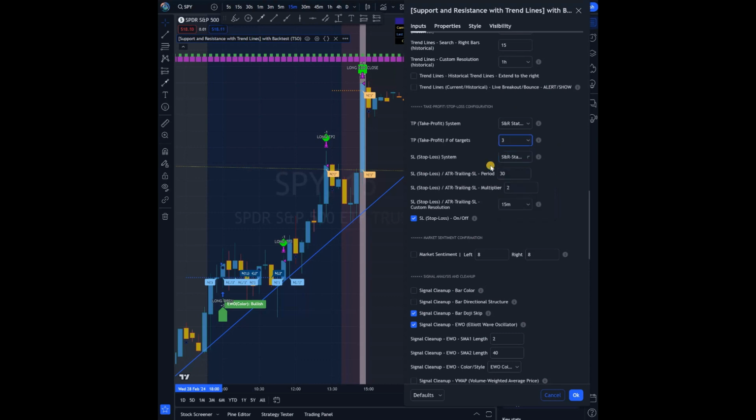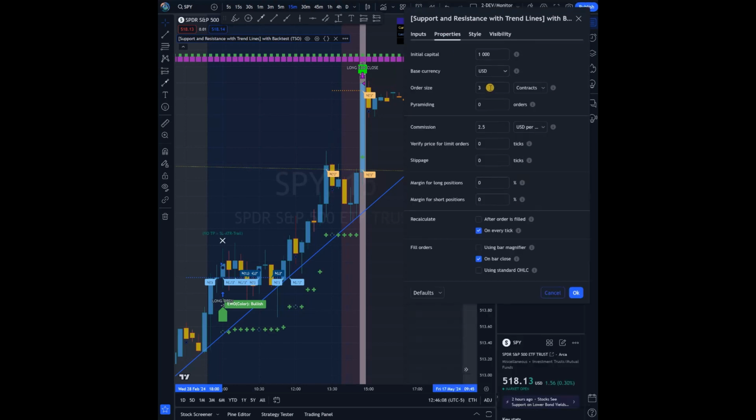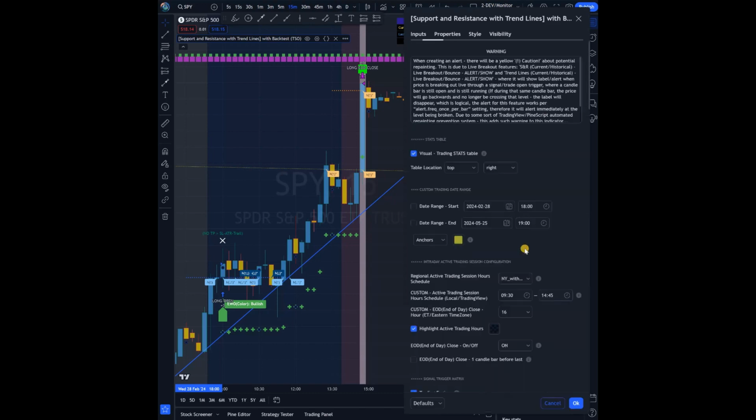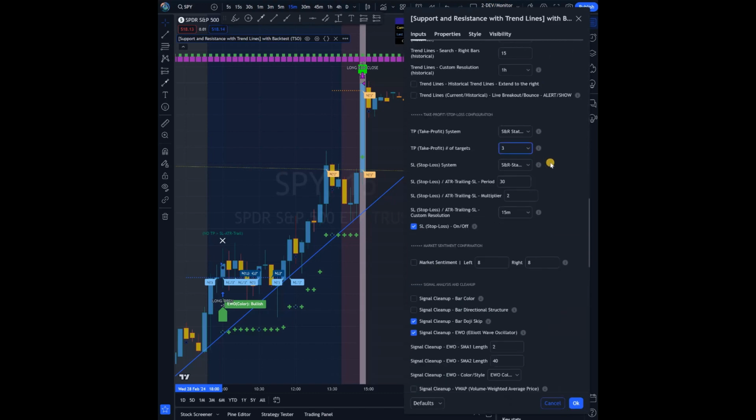This is stop loss system. So this is number of targets. Just make sure it's dividable, or it has at least one contract or a stock or whatever for each take profit. Stop loss system, once again, the configs work best with SNR static, which is basically static support resistance, whatever it finds. Once again, it is advanced. If it doesn't find, it automatically sets it to ATR Trailing SL. Stop loss, you can set it to always be ATR Trailing SL.